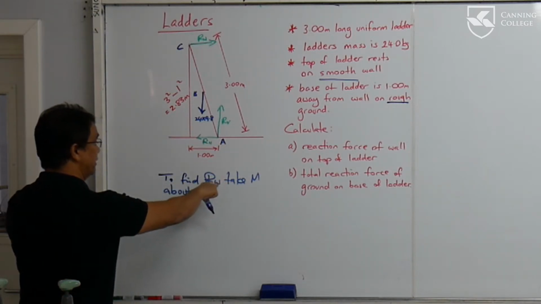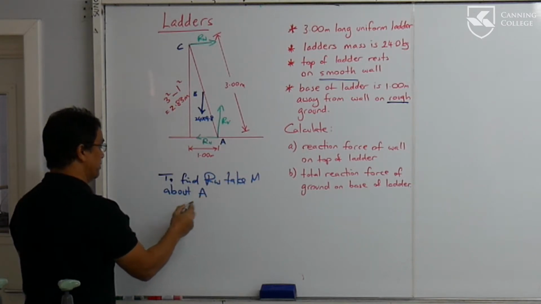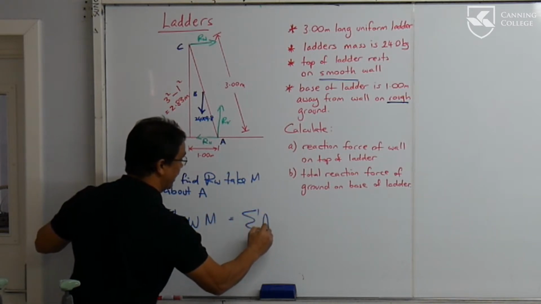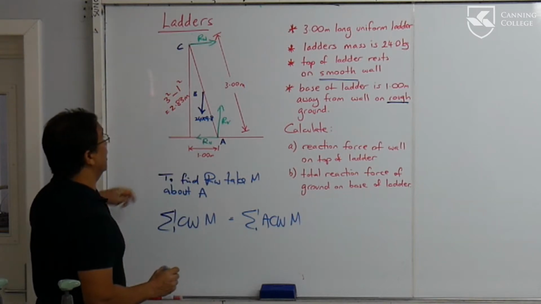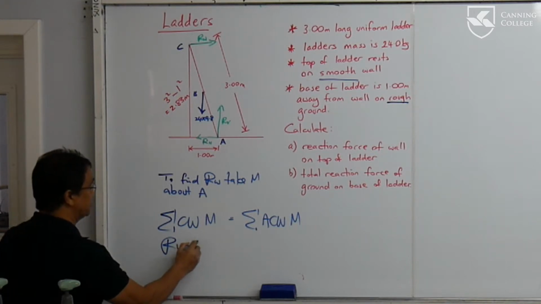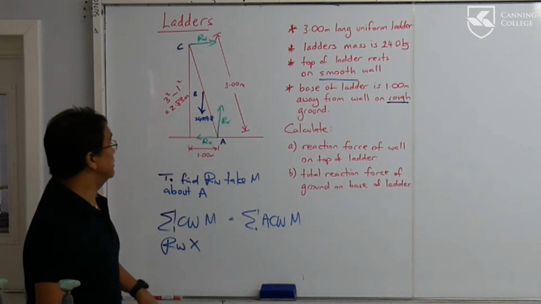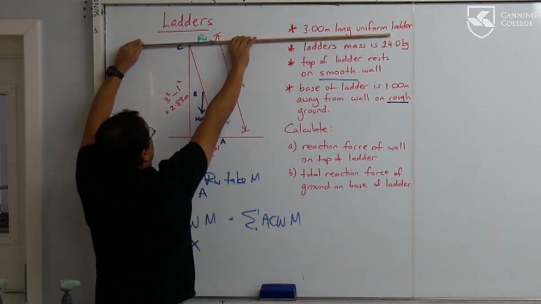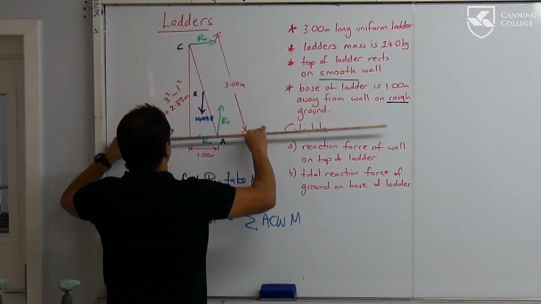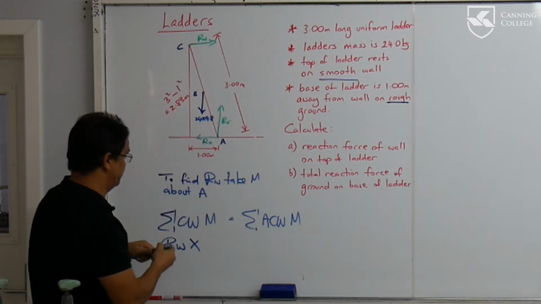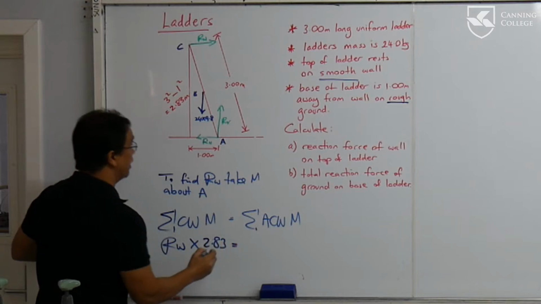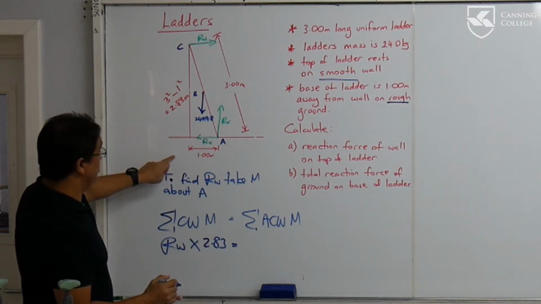Okay, so to find the RW, let's take moments about point A, and the sum of the clockwise moments must equal the sum of the anti-clockwise moments. Let's work that through. What's the clockwise moment equal to? Well, it's going to be equal to RW times the perpendicular distance from the line of action of the force to the axis of rotation. Here's our axis of rotation. That's the perpendicular distance that we're moving through. We've worked it out to be 2.83 meters.